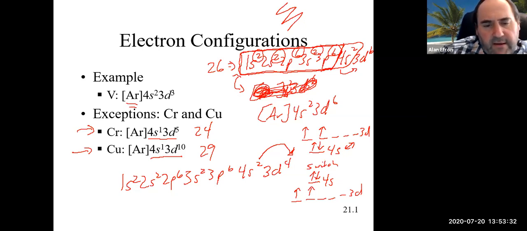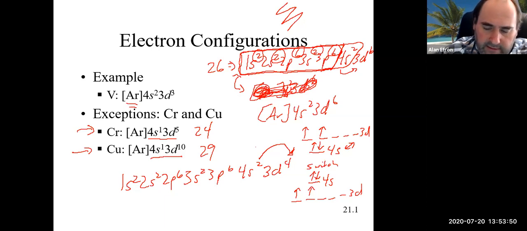In most classes, most people just focus on chromium and copper because it's the first row. Those are probably the only two exceptions you should worry about, but you should be aware there are definitely more than just those two.